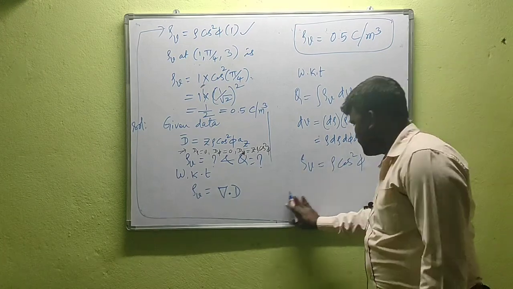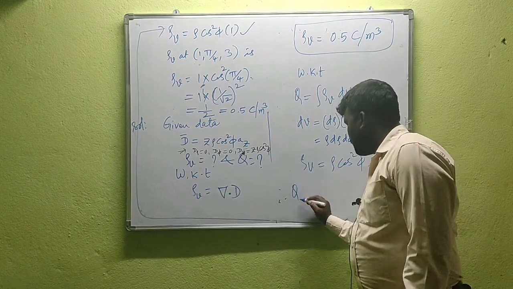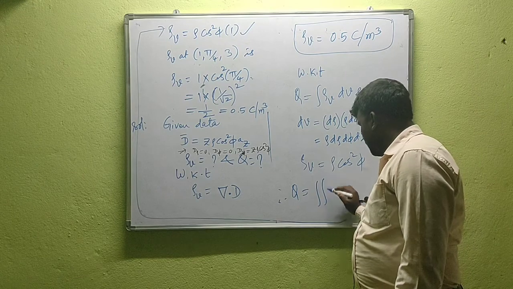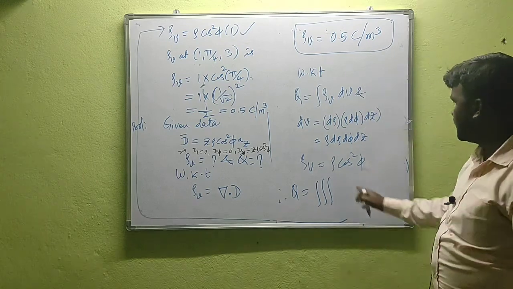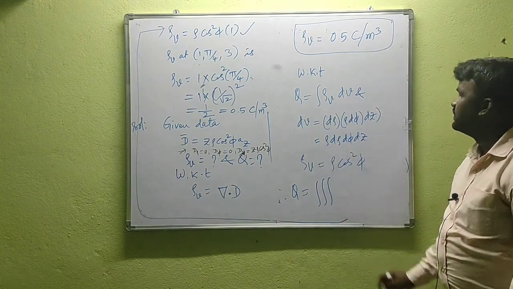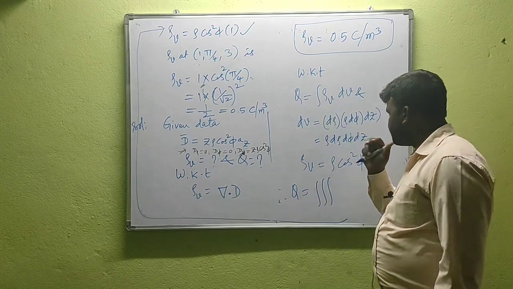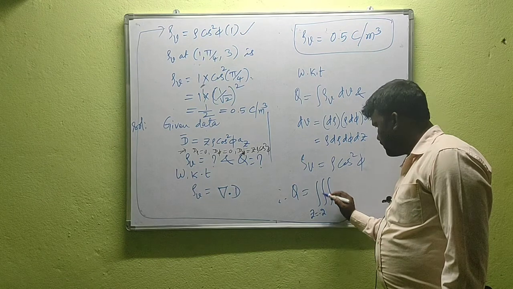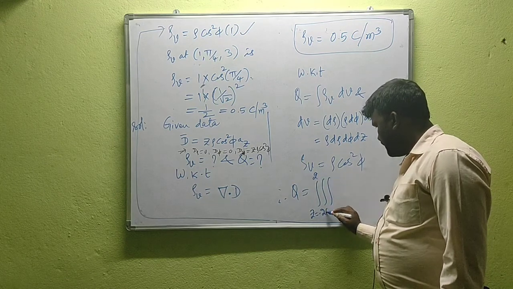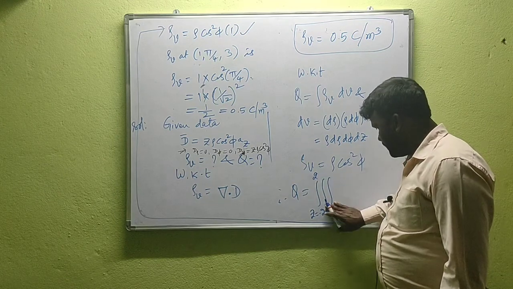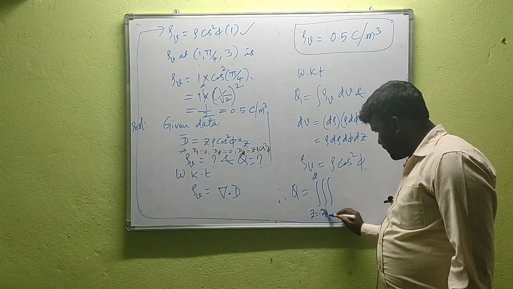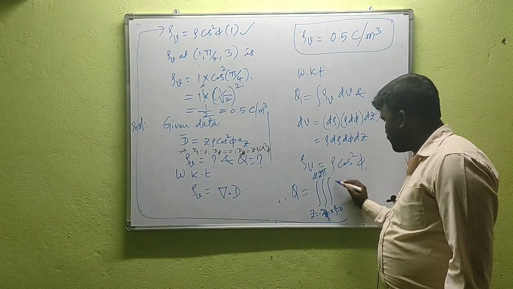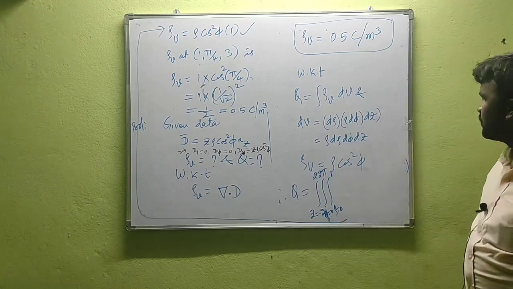Now let us substitute that in the expression of Q. Actually, we have a triple integral: a volume integral means integration with respect to rho, phi, z. Z is varied from -2 to +2, phi is varied from 0 to 2π, and rho is varied from 0 to 1.